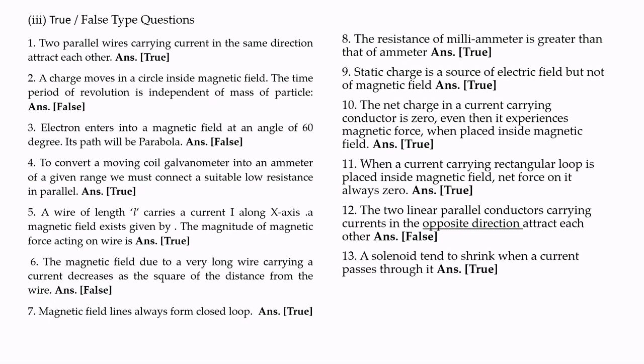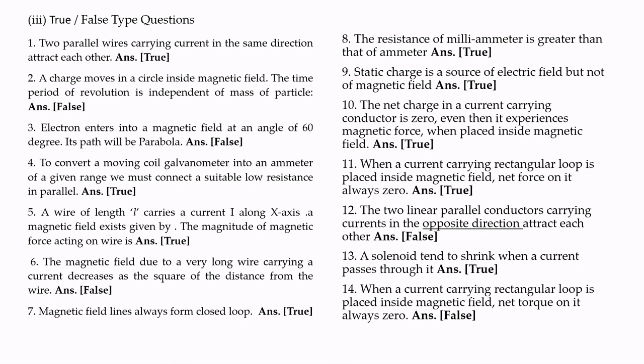Question number 13. A solenoid tends to shrink when current passes through it. True. Question number 14. When a current carrying rectangular loop is placed inside the magnetic field, the net torque on it is always 0. That is false. Question number 15. The two linear parallel conductors carrying currents in the same direction attract each other.